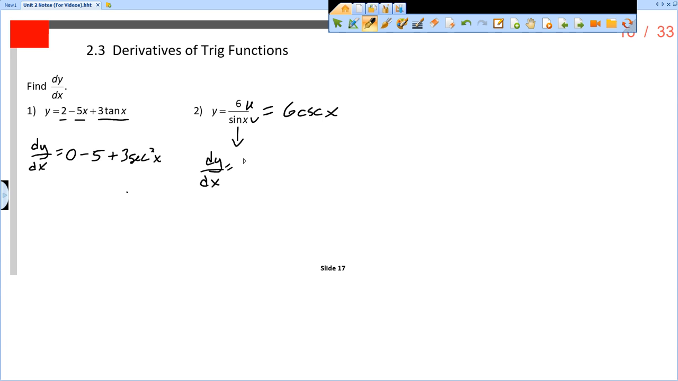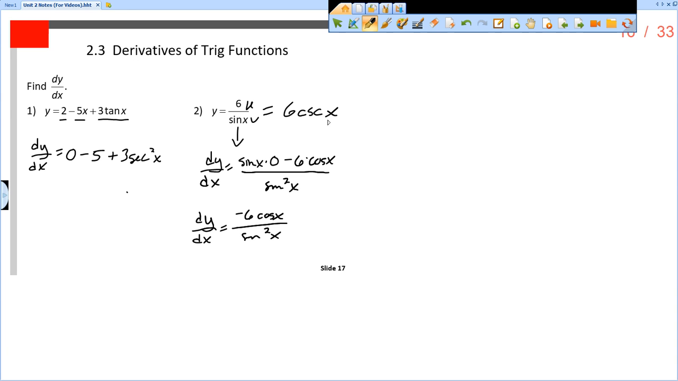If I consider the quotient rule, I would have sine x, the denominator, times the derivative of the numerator, which is 0, minus the numerator, which is 6, times the derivative of the denominator. The derivative of sine is cosine x, all divided by the denominator, sine squared of x. So that's one version. Now, obviously, sine times 0 is 0, so this would be negative 6 cosine x over sine squared x. So you could have that version of the derivative.